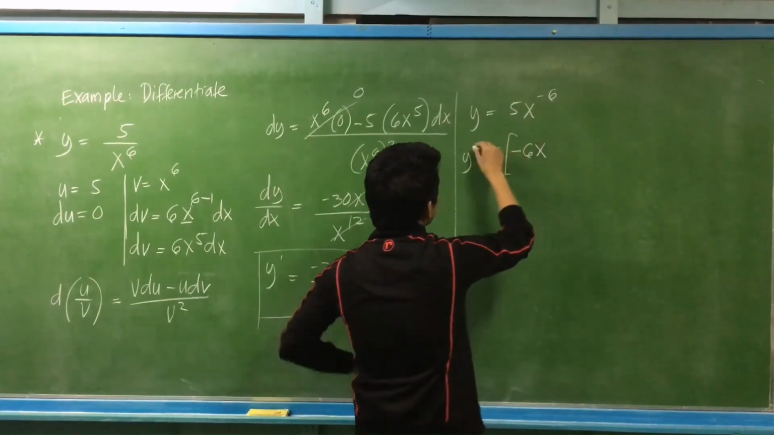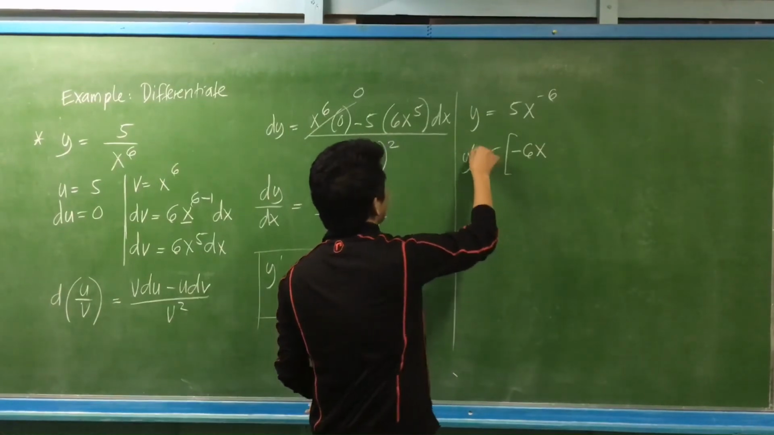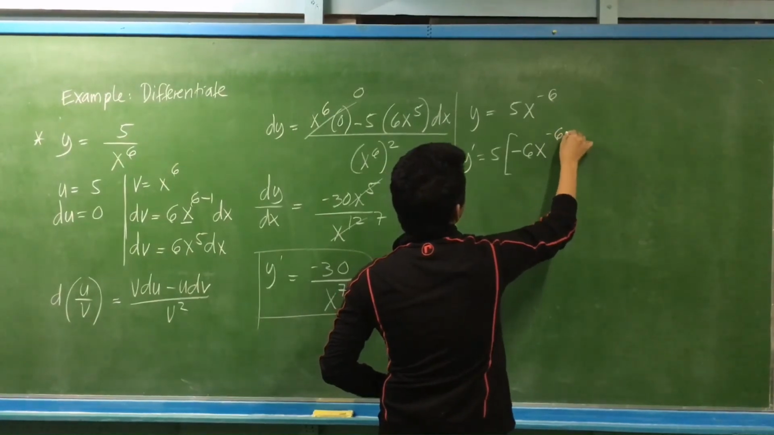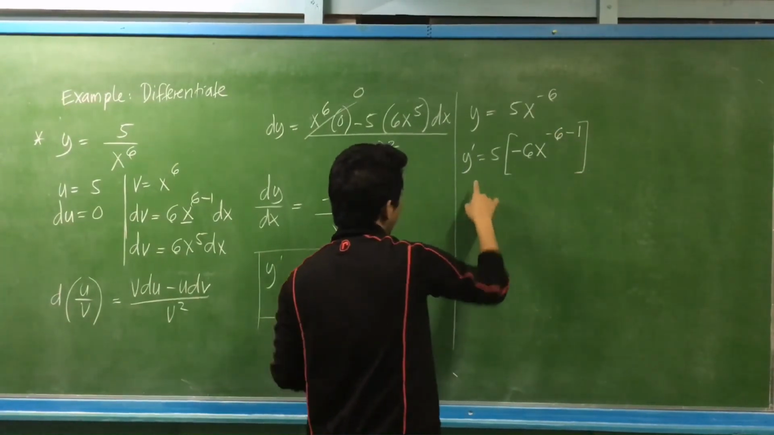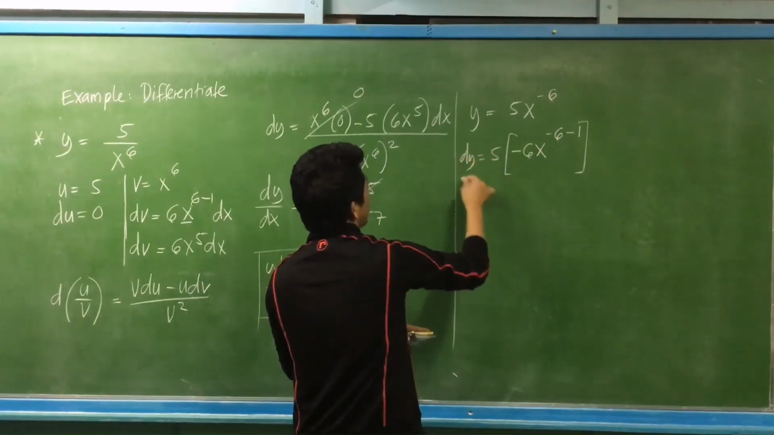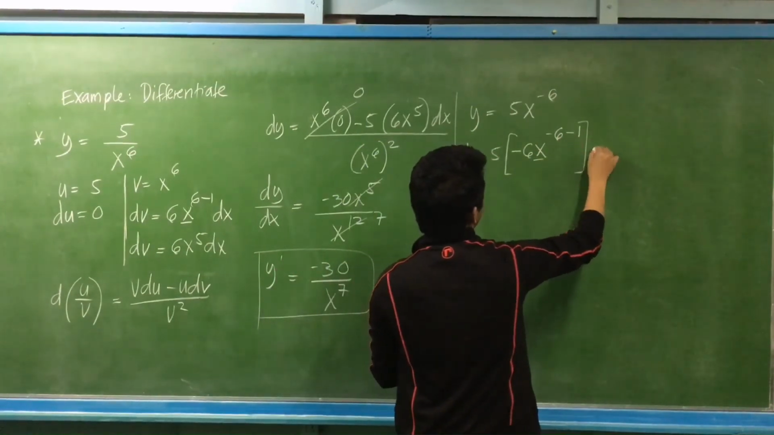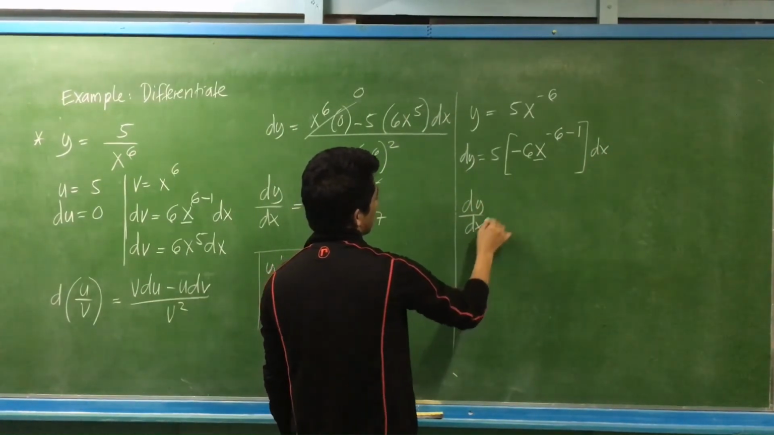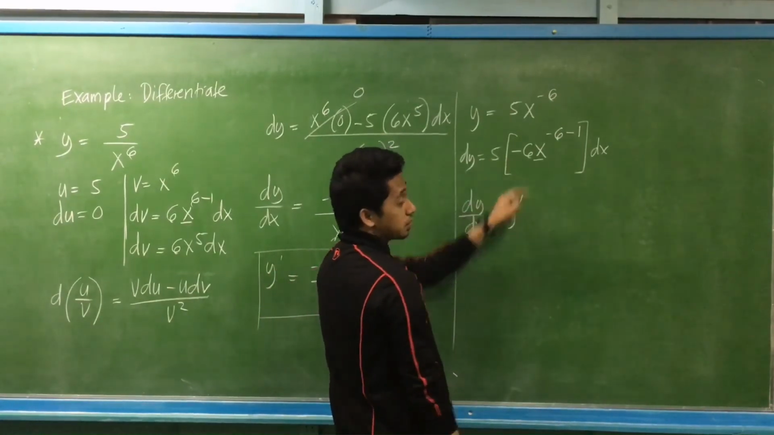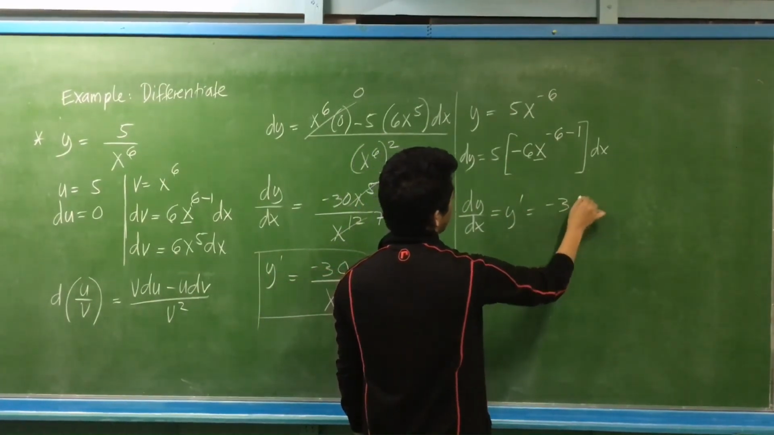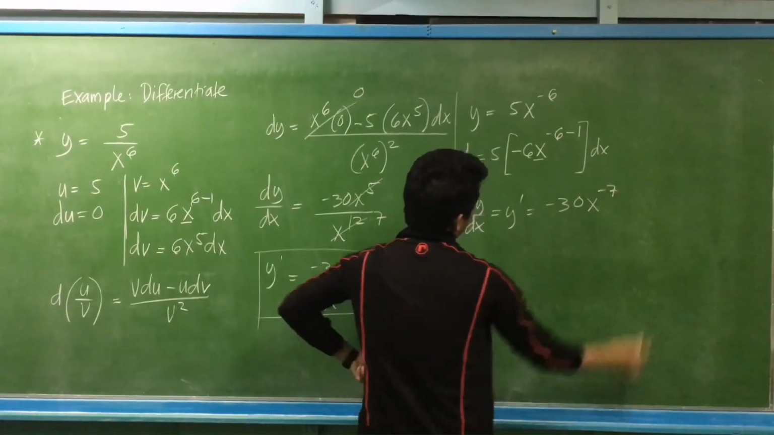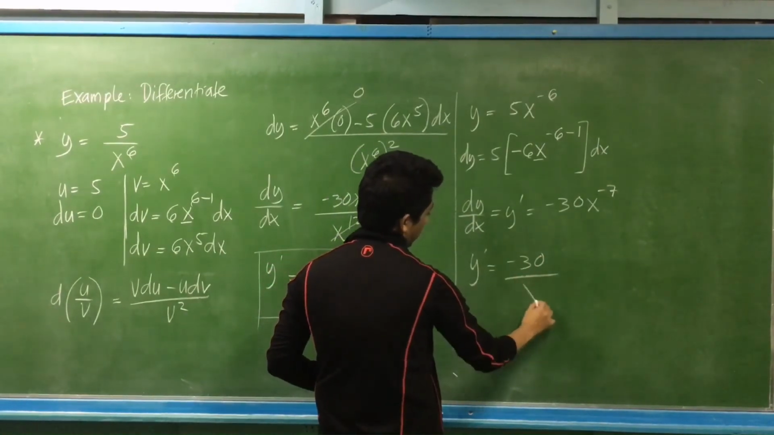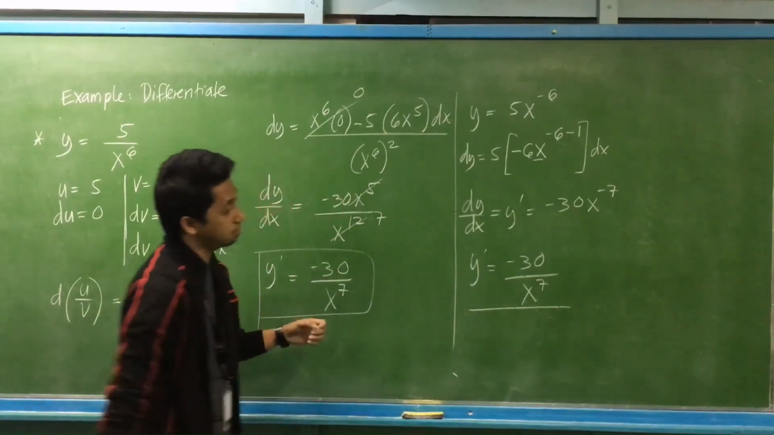Your base x, this is negative 6 minus 1. Supposedly we have this as dy, then the derivative of your base x is dx. So dy over dx, or y prime, is 5 times negative 6, which is negative 30x raised to negative 7. So now y prime is equal to negative 30 divided by x raised to 7. So we are left with the same answer.